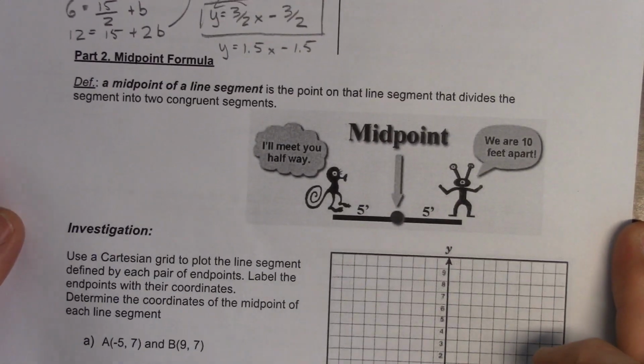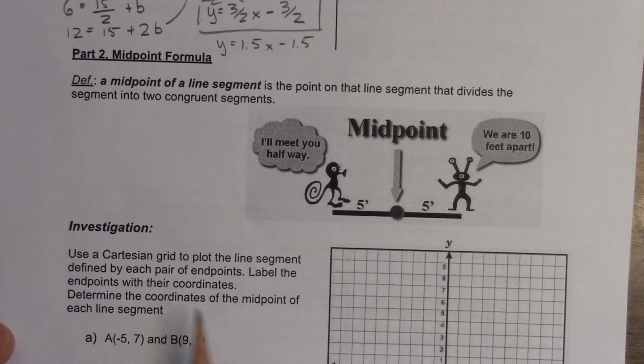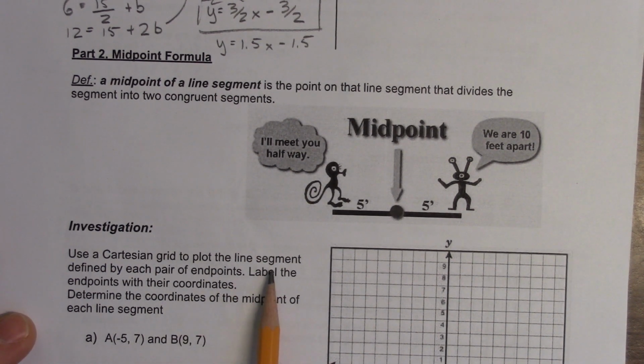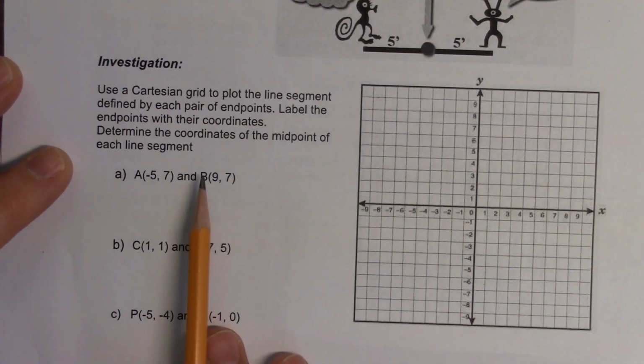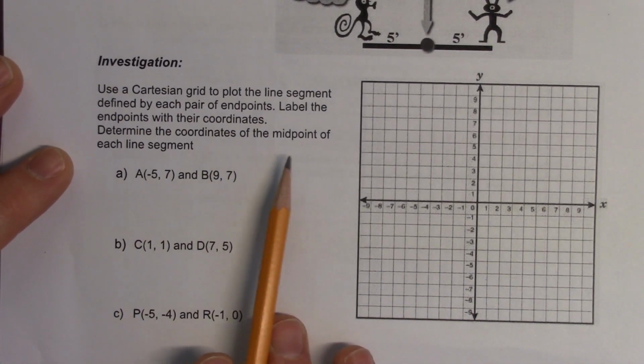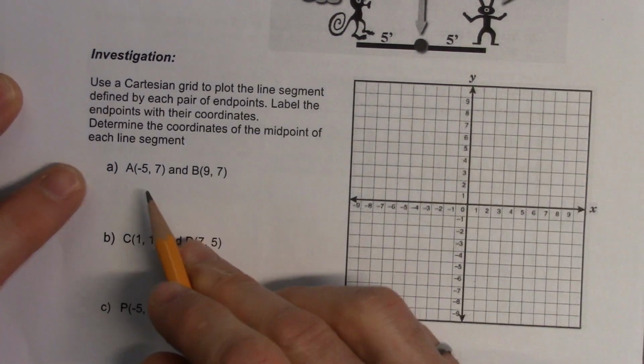Part 2, midpoint formula. So a midpoint of a line segment is the point of that line that divides the segment into 2 congruent segments. Congruent is just a fancy word for equal, 2 equal segments. All right? So our investigation, we're going to use a Cartesian plane to plot the line segment defined by each pair of endpoints. We'll label the endpoints with their coordinates and then determine the coordinates of the midpoint of each line. All right, so here, let's do this.